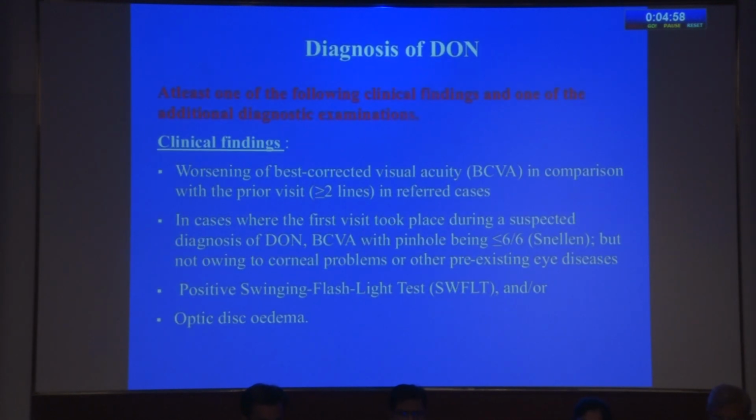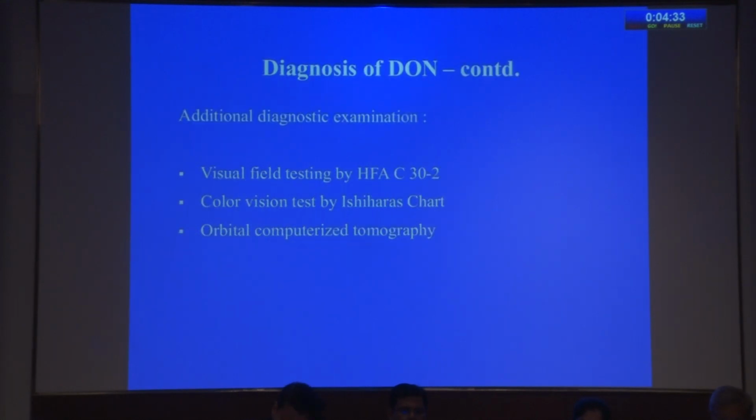The diagnosis of DON is based on at least one of the following clinical findings and one of the additional diagnostic examinations. One, worsening of best-corrected visual acuity in comparison with the prior visit in referred cases. In cases where the first visit took place during a suspected DON, BCVA with the pinhole being less than or equal to 6/6 but not owing to corneal problems or any other pre-existing eye diseases, positive RAPD and or optic disc edema. With an additional diagnostic examination of visual field testing, color vision by Ishihara's chart, and orbital computed tomography.